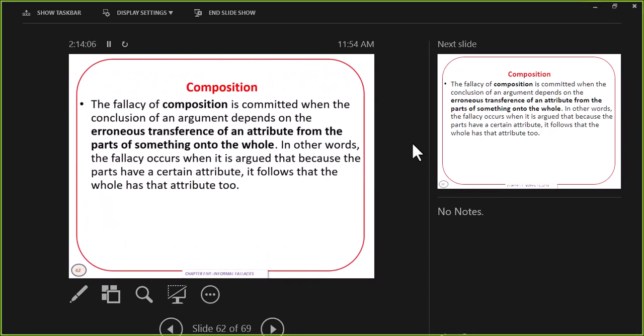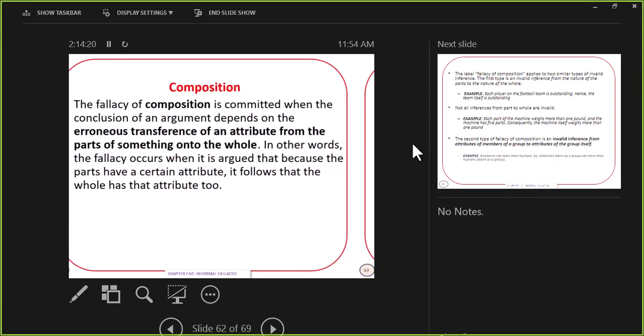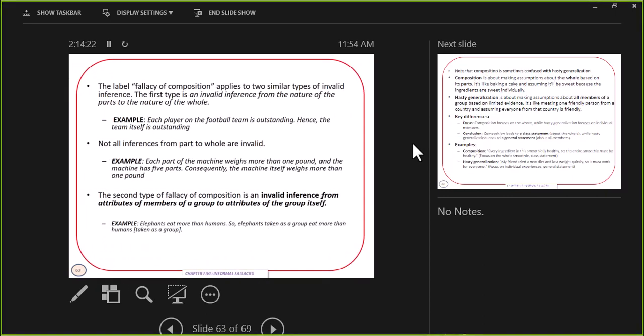The fallacy of composition is committed when the conclusion of an argument depends on mistaken transference of an attribute from the parts of something to the whole. The fallacy occurs when it's argued that because the parts have certain attributes, it follows that the whole has the attributes too. For example, each player on the football team is outstanding, therefore the team itself is outstanding. They are typically tricks. Tricks. Not all inference from parts to whole are invalid, right?